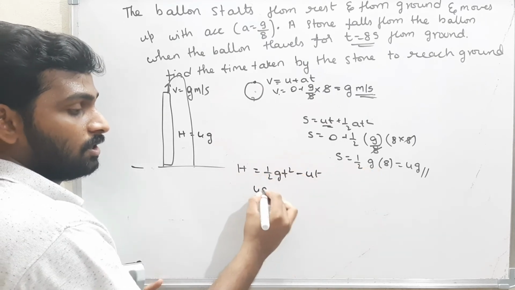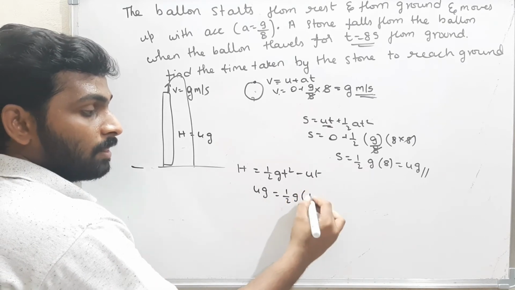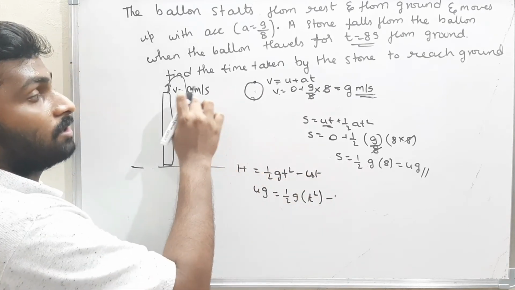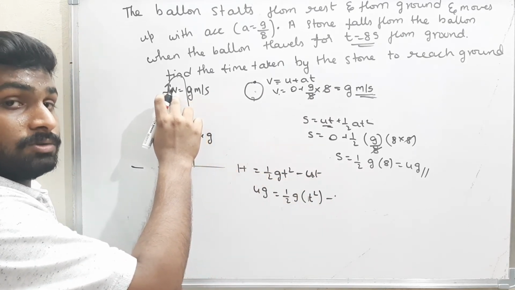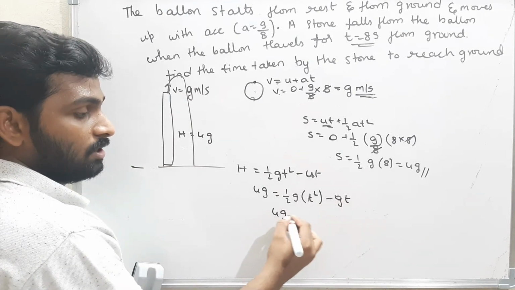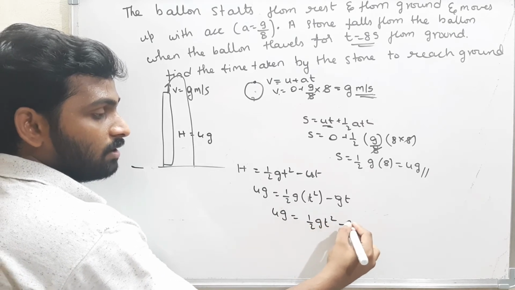This is nothing but 4g is equal to half g t square minus ut. What is u? U is nothing but how much? Initial velocity of the balloon, launching velocity of the stone, how much? That is g into t. Now find the value. 4g is equal to half g t square minus gt.